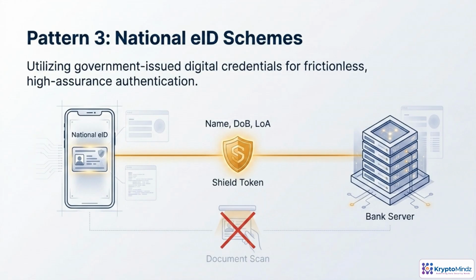National eID schemes let the bank rely on a government-issued digital identity instead of manual document scans. The user authenticates with their national eID. The identity provider sends a signed token containing key attributes like name, date of birth, and the level of assurance. The bank server trusts this token because it's backed by eIDAS rules and certificates. You get high assurance onboarding with far less friction and fewer fraud-prone manual checks.